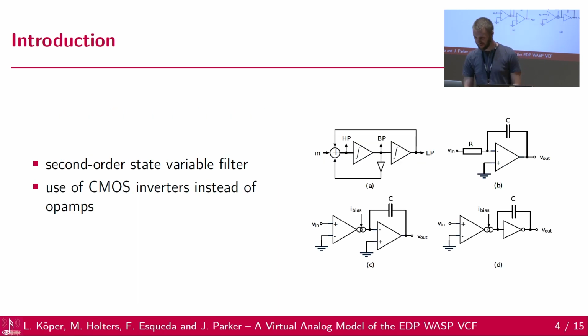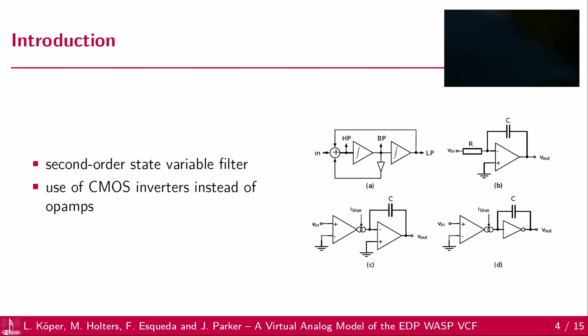Okay, let's take a look at the basic layout of the circuit. So basically, it's a second-order state variable filter, which you can see in Figure A. So we have a simultaneous high-pass, band-pass, and low-pass output, and this is done with two integrator blocks and two feedback paths, and everything is then summed up at the input.